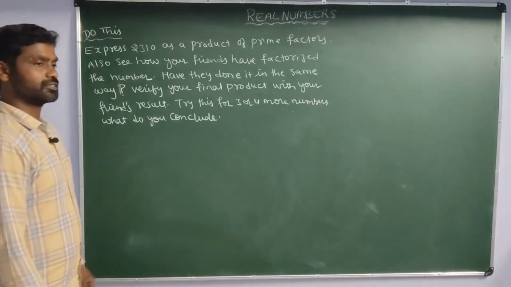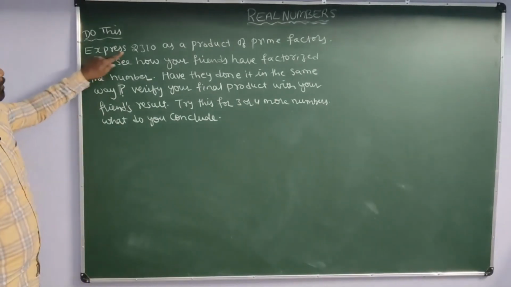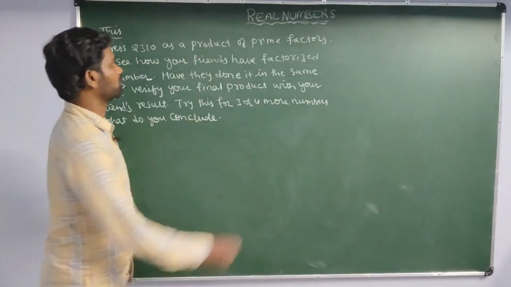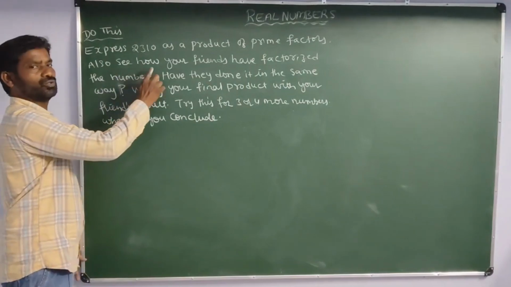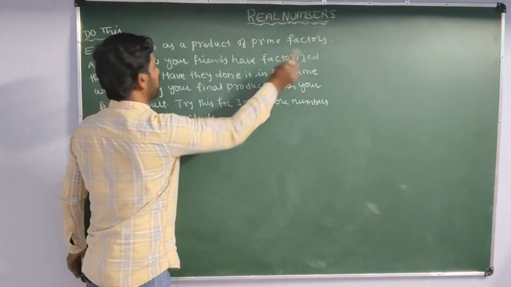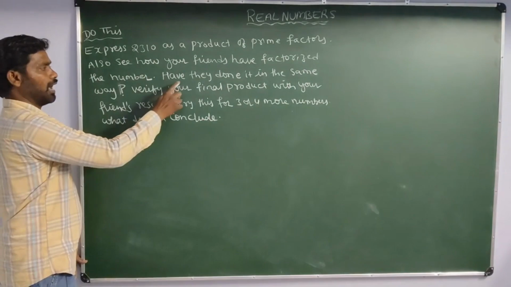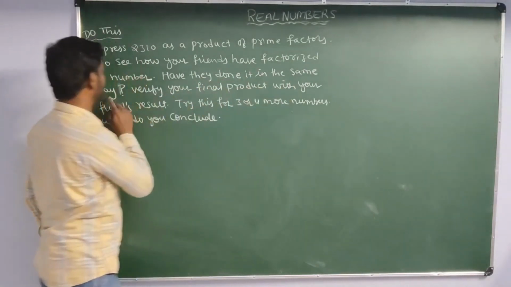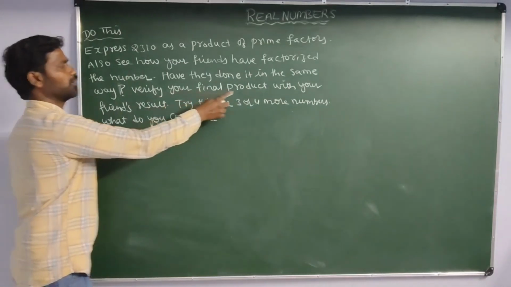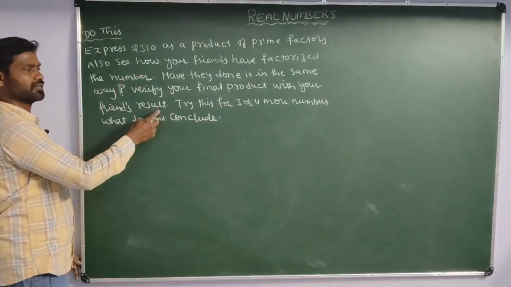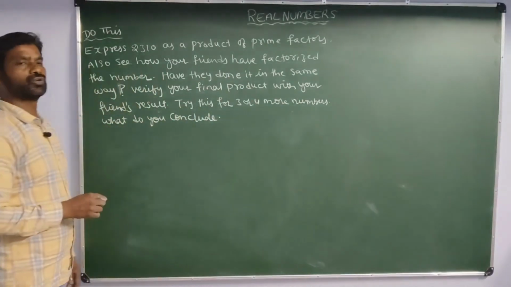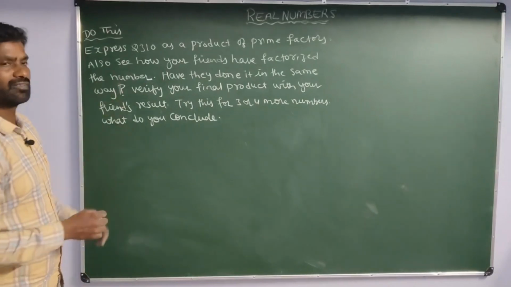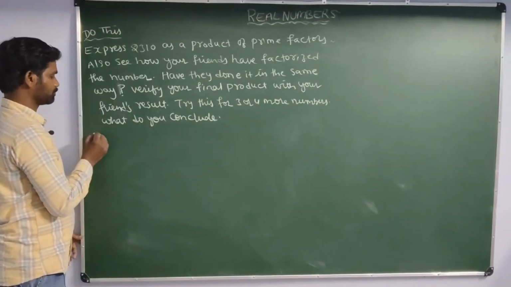Next, do this question: express 2310 as a product of prime factors. Also see how your friends have factorized the number. Have they done it in the same way? Verify your final product with your friend's result. Try this for 3 or 4 more numbers. What do you conclude? So, he has given one number. What is that number?